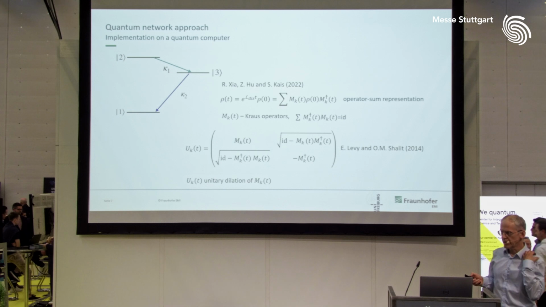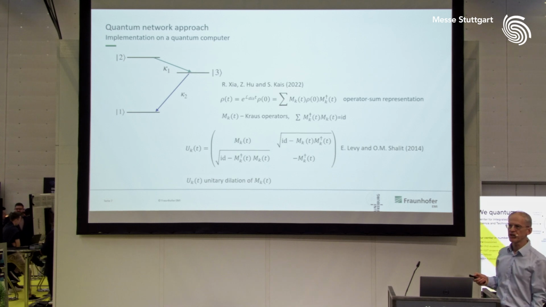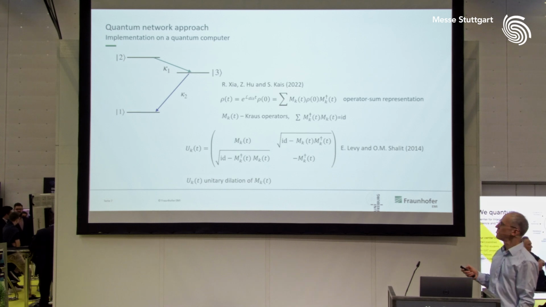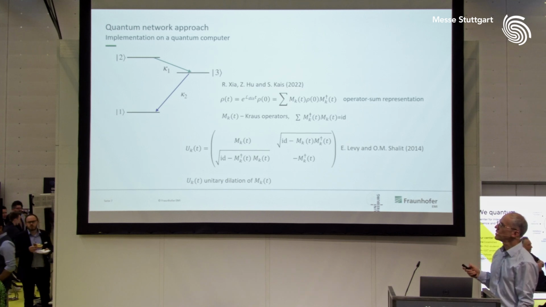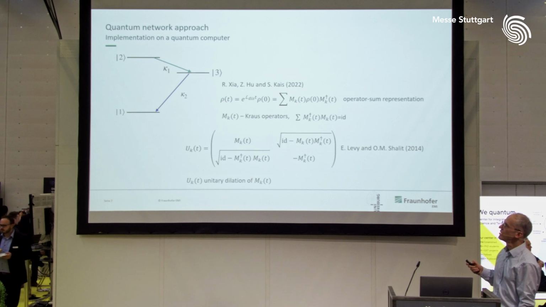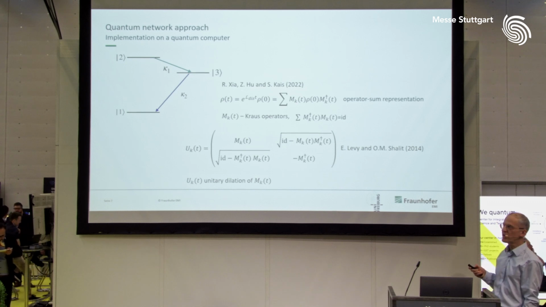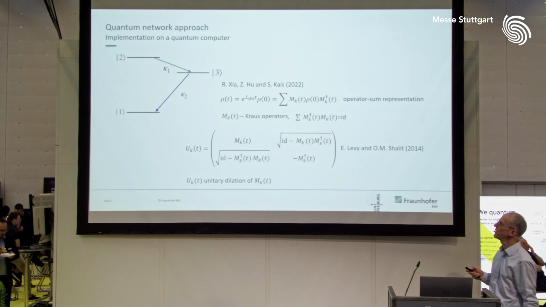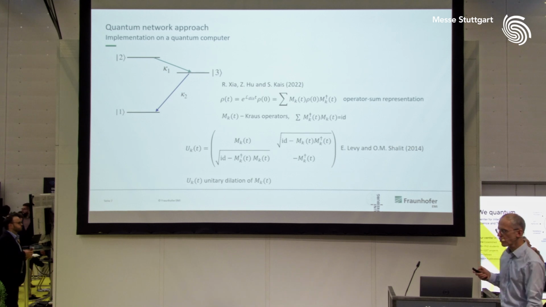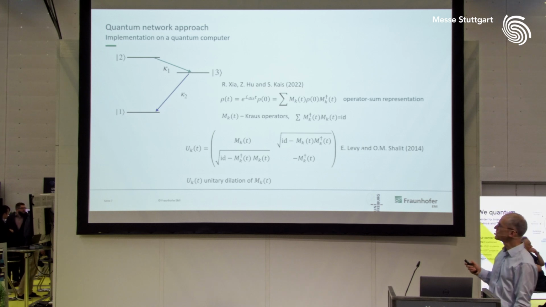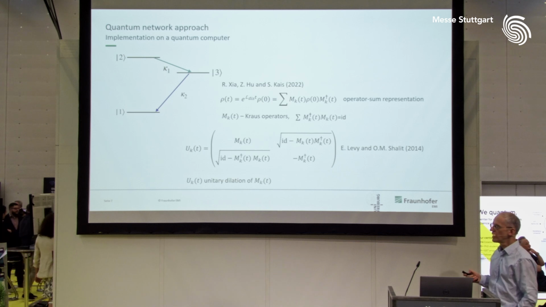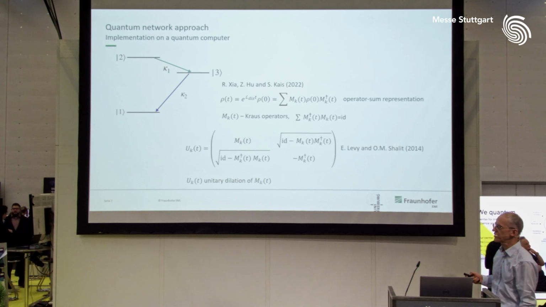And the important prerequisite for the implementation of this method is the operator sum representation of the evolution. We need to obtain from this operator such a decomposition where operators M_k are so-called Kraus operators, satisfying certain properties. And once we have found these operators, we can use the results obtained in this mathematical paper in order to obtain the so-called unitary dilation of the Kraus operator.